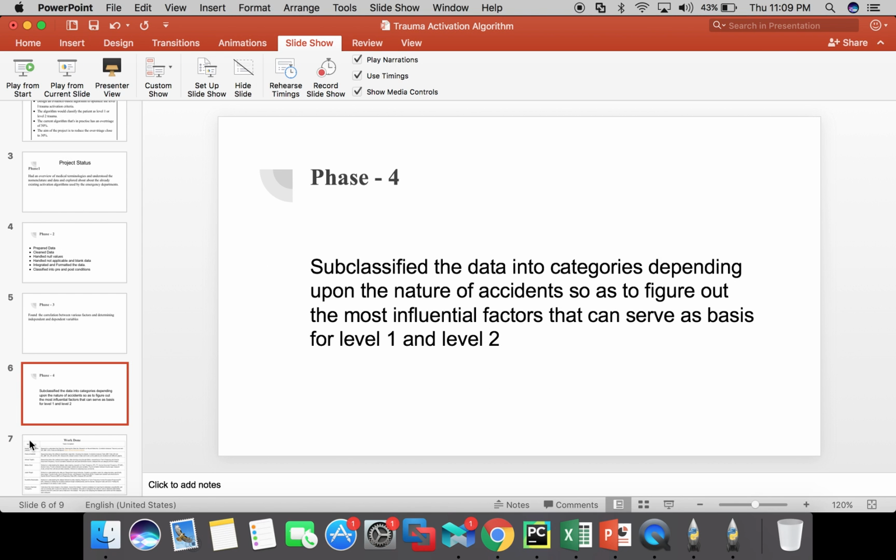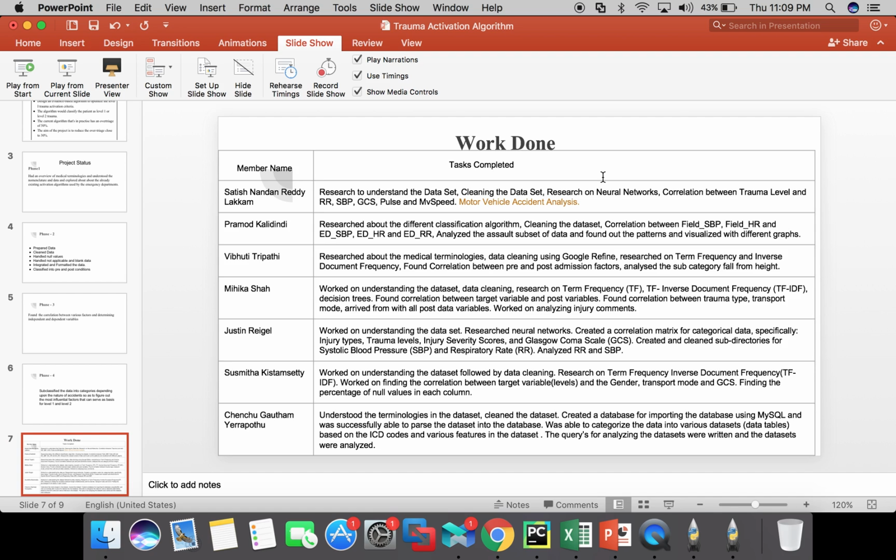and others. The work done was divided among our team members. You can see here, for example, we mostly all worked on correlation in different fields, and some of us worked on neural networks, others worked more on document frequency or other fields such as subcategories.